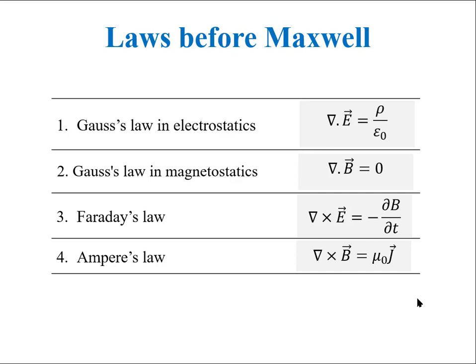Now these are the four fundamental laws and the differential equations for them before Maxwell. The first equation is Gauss' law in electrostatics. The second equation is Gauss' law in magnetostatics. It is the statement telling that there is no magnetic monopole in nature. The third and fourth equations are the statements of Faraday's law and Ampere's law. In the next lecture, we will study the work of Maxwell and Maxwell's equations.